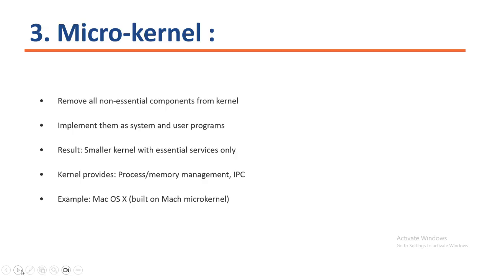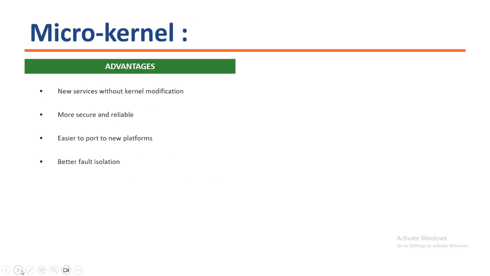Then, an example of a microkernel is Mac OS X, built on the Mach microkernel. This is real world proof that this design works. The Mac OS core is built on something called Mach, which follows this microkernel design.